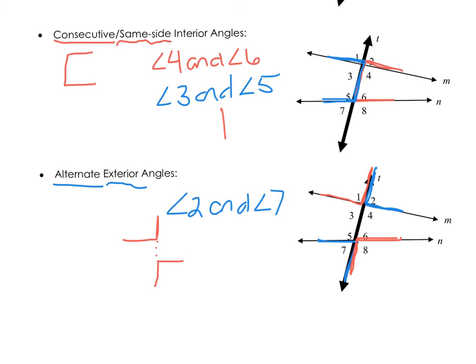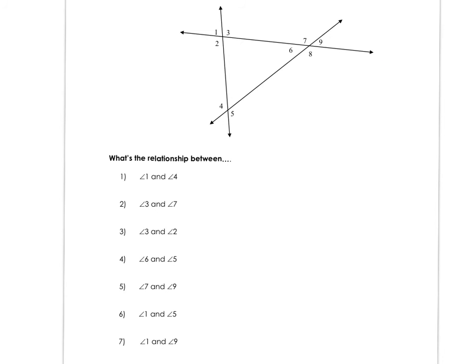Okay? So one more page, guys. What I'd like you to do is look at these angle sets and say what's the relationship between them. So what I would do if I were you is I would look at angle 1 and 4. I'm going to trace out angle 1, and I'm going to trace out angle 4. And I'm going to make this go all the way up to angle 1. And what I see is I see an F. It's kind of a messed up F. It's upside down, it's backwards, but it's still an F. So what that tells me is that angle 1 and angle 4 are corresponding angles.